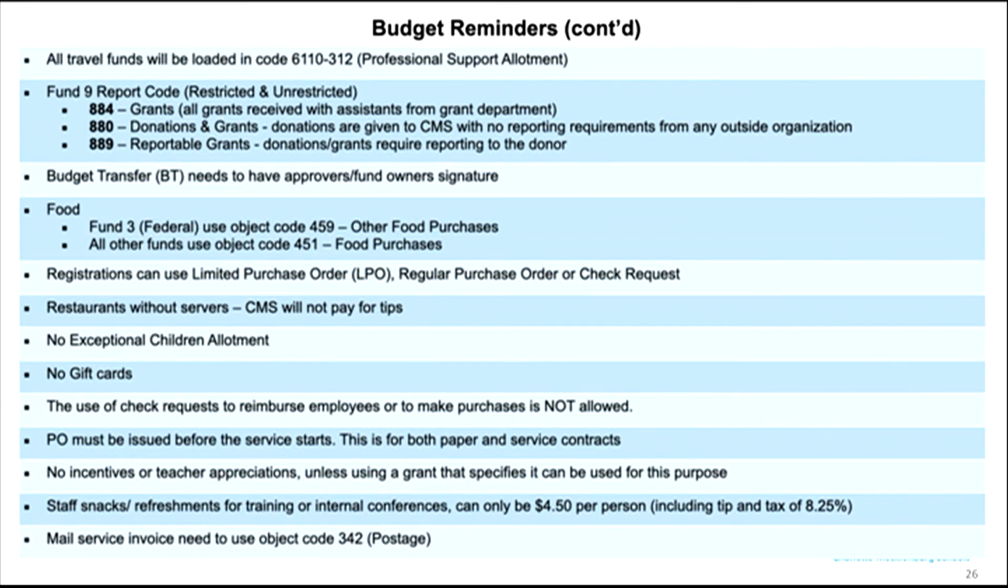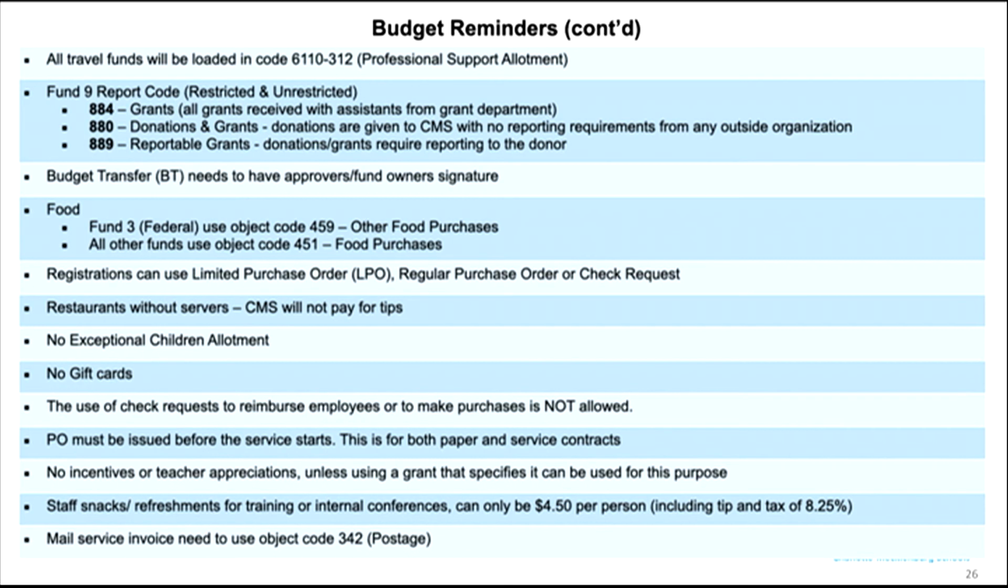Some more things that we need to remember. Don't forget professional support allotment is 6110312. And then for Fund 9, we're talking about restricted and unrestricted grants. Those are the codes that you would need, and if you need help, give us a call. We'd gladly help you. Budget transfers need to have the approver's fund owner's signature. Well, what does that mean? Before you complete that budget transfer sheet that I showed you, just make sure that they have a signature from the fund owner that those funds can be moved.